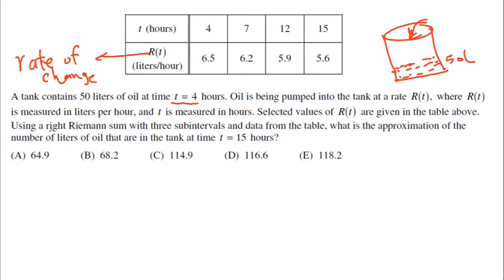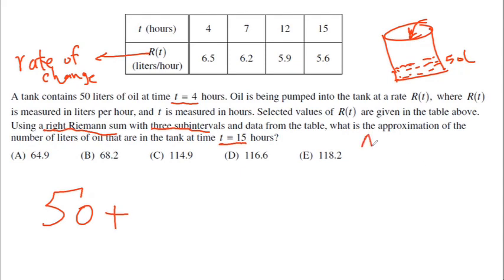Now we want you to use a right Riemann sum with 3 sub-intervals and data from the table to find the approximation of the number of liters at time t equals 15 hours. That's after 11 hours, from 4 to 15. So you want the number of liters. You already have 50, and you're going to add whatever happens in the next 11 hours.